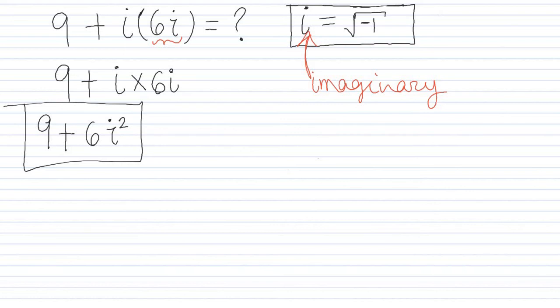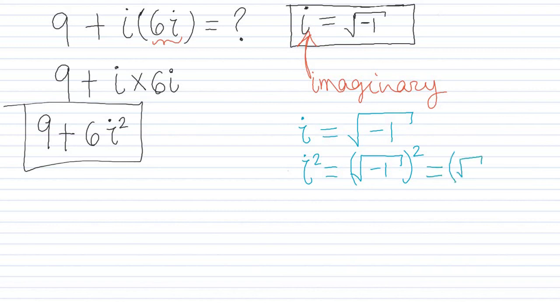Now, a quick trick I can teach you is this, and just focus on everything I'm going to teach you in color blue. The value of i here is the square root of negative 1. i squared is the square root of negative 1 all squared, which is the same thing as the square root of negative 1 multiplied by the square root of negative 1, and that combined is going to give you the answer negative 1. So i squared is literally equal to negative 1.